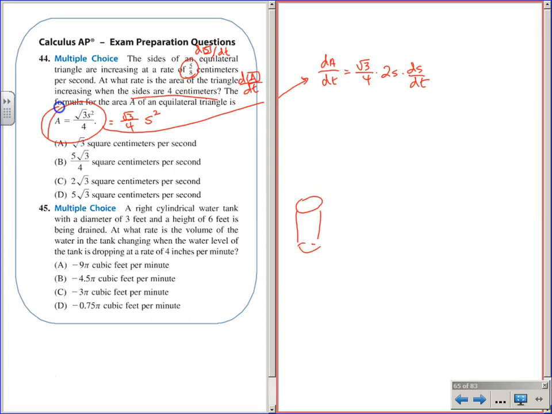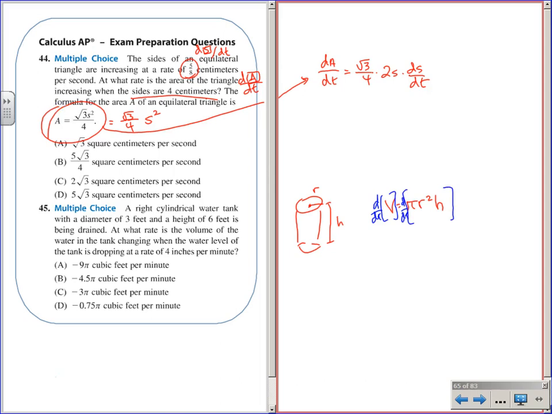I'm drawing a cylindrical tank because that's what they said. A cylindrical tank has an r and has an h and has a volume formula of V equals pi r squared h. If you were to take the derivative right now, d/dt of both sides, what rule would you have to use?